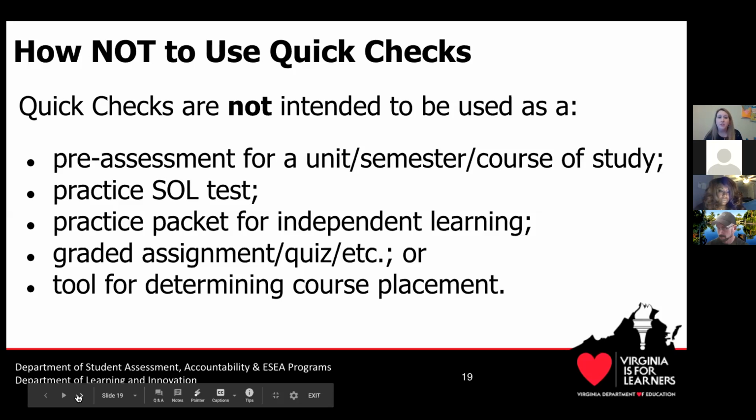They're formative, just to guide our instruction and see where students are with their learning. They're definitely not going to be used to determine course placement. You know, if you give a quick check and say, oh, you're not ready for geometry, you can't be in here, we're not going to do that to students, of course. If they're in our geometry class, we're going to teach them, meet them where they are, and move them forward.